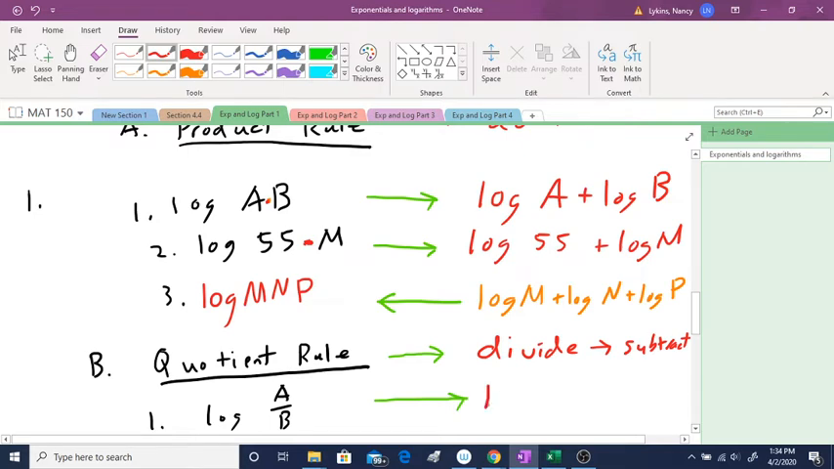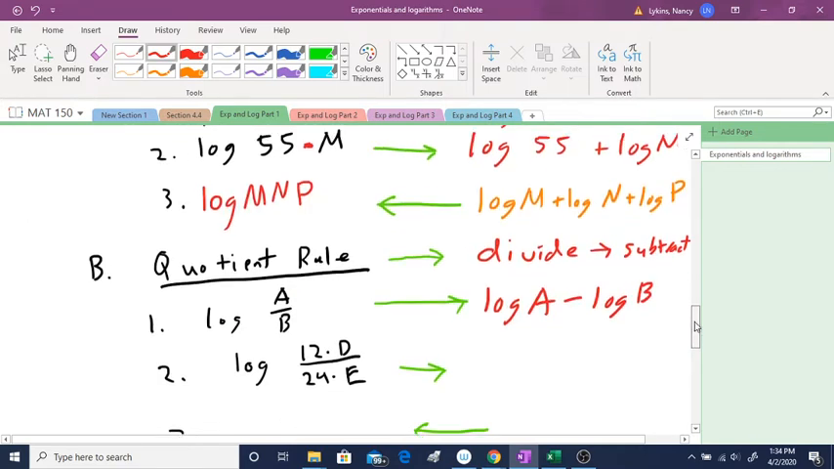So the number 1, I'm going to say log a. I'm going to separate them or expand them by subtracting log b. Now notice that whatever is the top of the fraction, or the numerator, comes first and the denominator comes second.